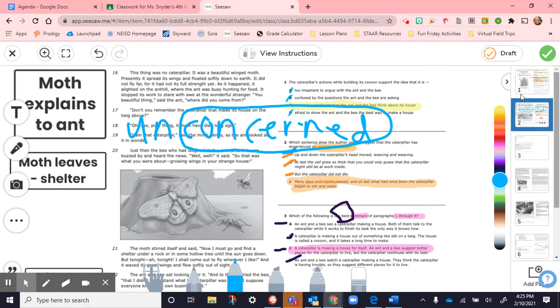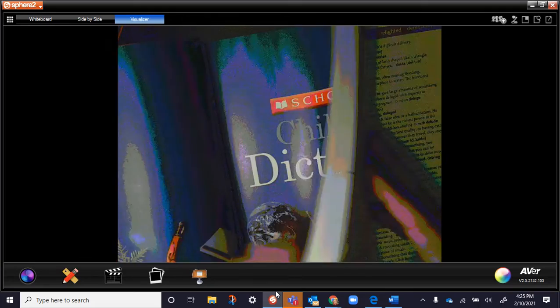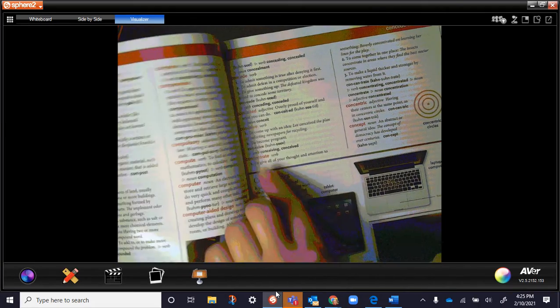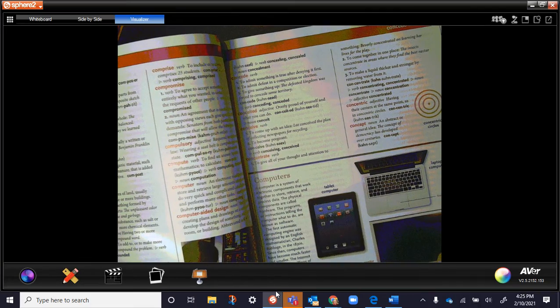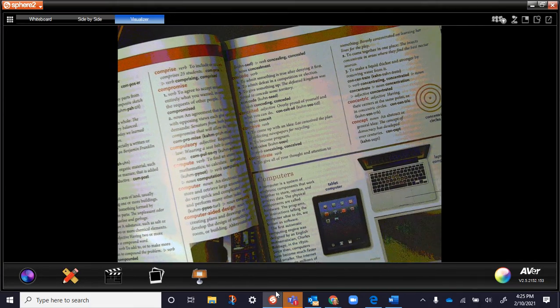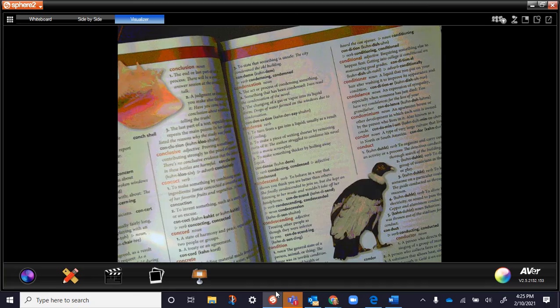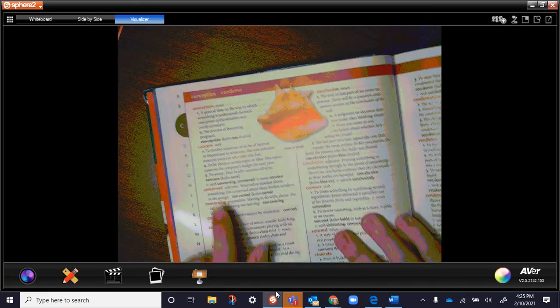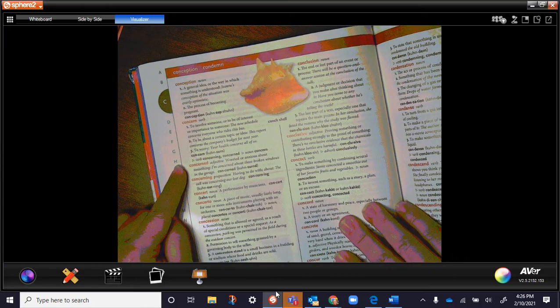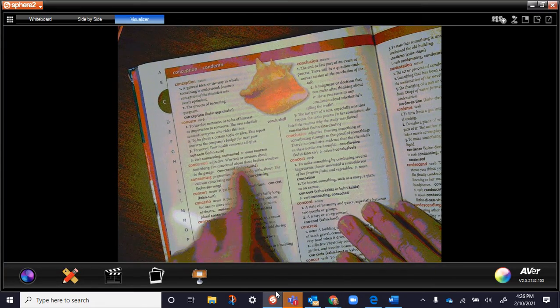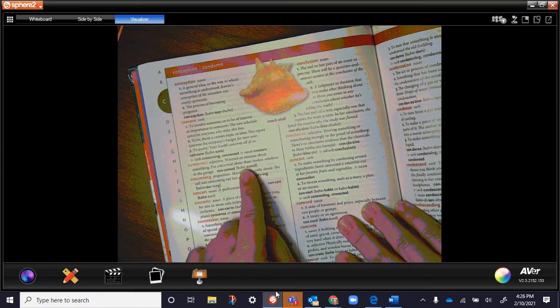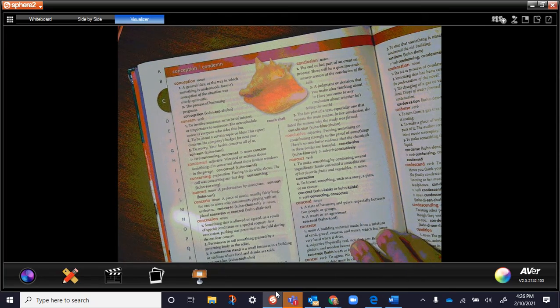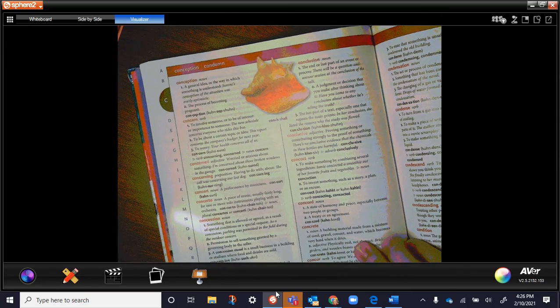So we can actually look up the word here. Let's see what the dictionary says. All right, so I'm in the C, so C-O-N, concerned, right here. Concerned: worried or anxious about something. I'm concerned about those broken windows in the garage.